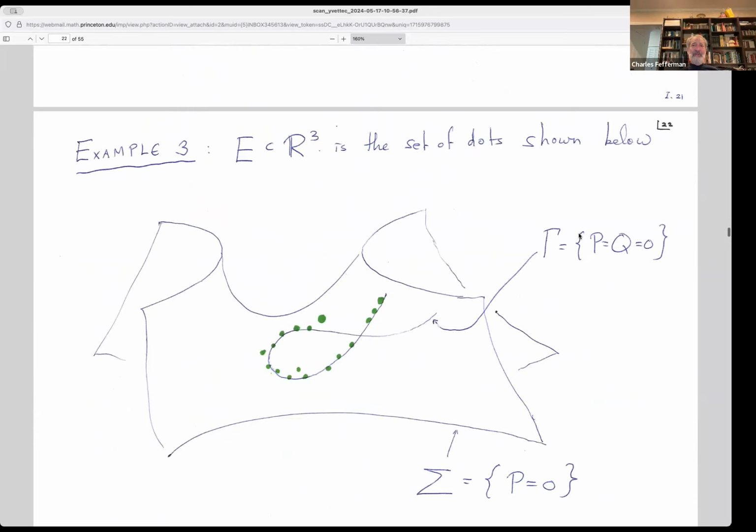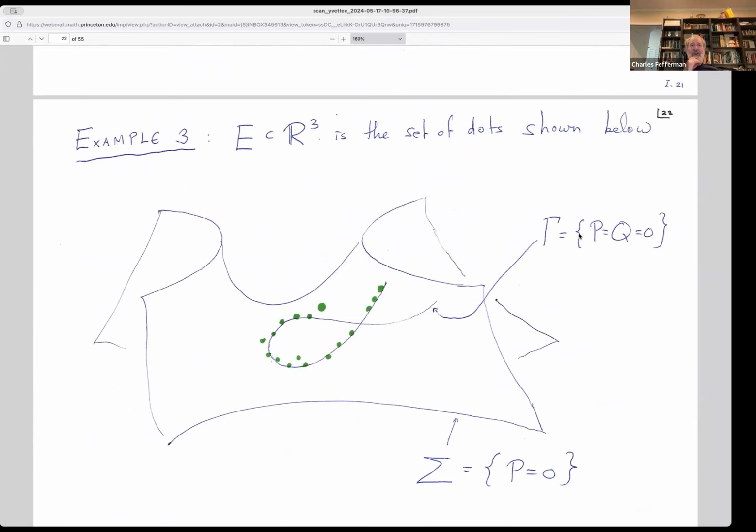To get an idea of the full difficulty of the problem, imagine that E sitting in R^3 in Euclidean space is the set of dots shown below. All but a few of the dots lie on this two-dimensional surface sigma, which is the zero set of some polynomial P. It looks to me as if P is maybe quadratic. And of the dots that lie on the surface sigma, all but a couple of them lie on the curve gamma, where not only P, but also Q is 0. Q is some low degree polynomial.